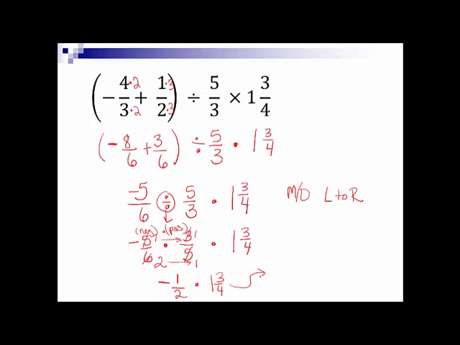Okay, we know when we're multiplying or dividing, we need to rewrite all mixed numbers as impropers. So that's a -1/2 times 4 times 1 is 4 plus 3 is 7. So that's 7/4. At that point, we can multiply straight across the top, straight across the bottom. Negative times a positive is a negative. 1 times 7 is 7. 2 times 4 is 8.